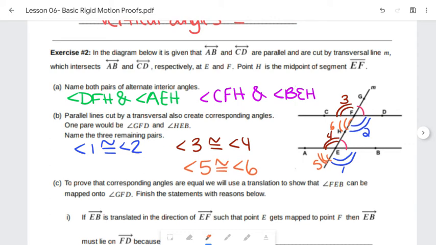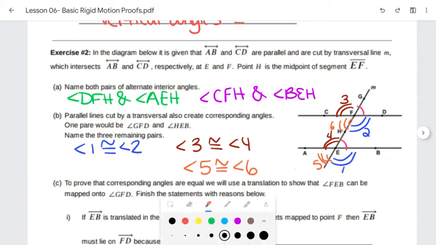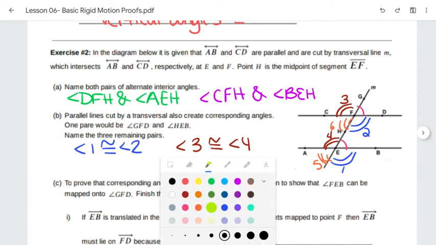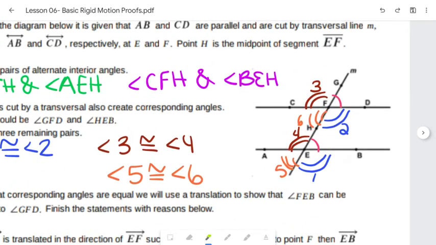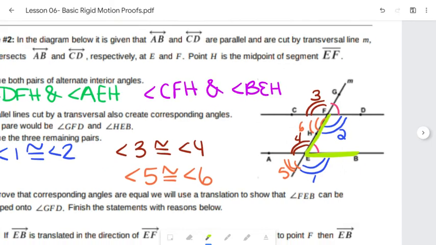So we're going to show that FEB can be mapped onto GFD. I'm going to keep all of that there for a second, and use a different color so we can see what I'm talking about. I'm going to try to get a bright color that stands out. So we're starting with FEB here. So here's our angle FEB.